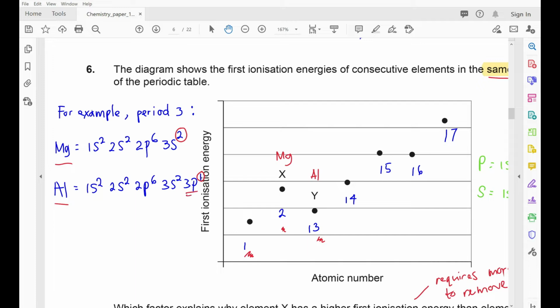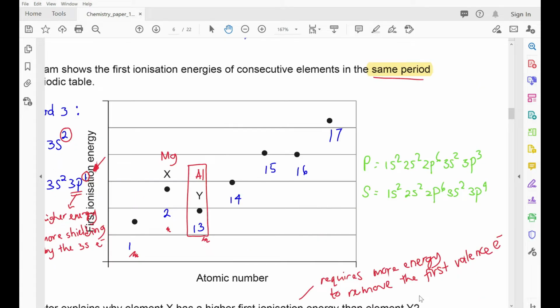Now 3p orbital has higher energy, and it is experiencing more shielding by the 3s electrons. So therefore, it is easier to remove this electron on the aluminium. And that's why the aluminium first ionization energy is lower than that of magnesium.